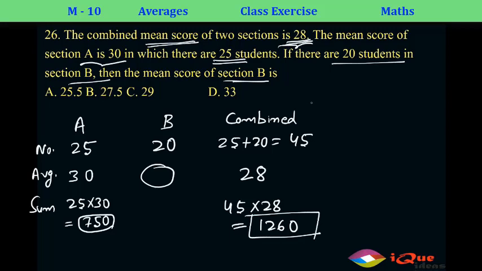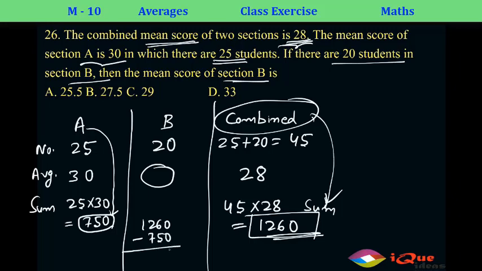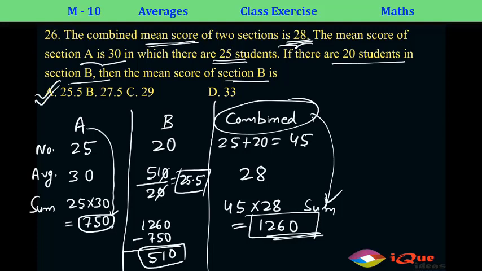Alright. Now, so the combined total is 1260, right? And the total of section A is 750. So what will be the total sum of section B? Section B total sum will be 1260 minus 750. So this comes out to be 510. That is the total sum of section B. This means the average of section B will be 510 total sum divided by 20. So 0 and 0 get cancelled. 51 upon 2 is 25.5. See, the average of section B is 25.5, which is option A. That is the correct answer.